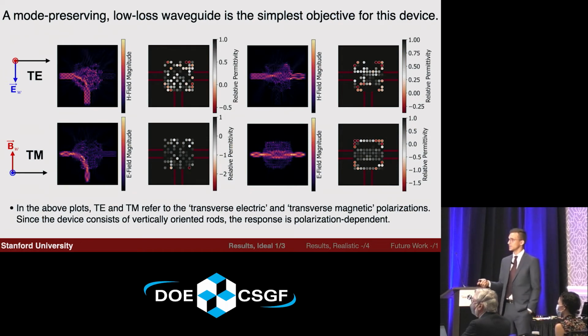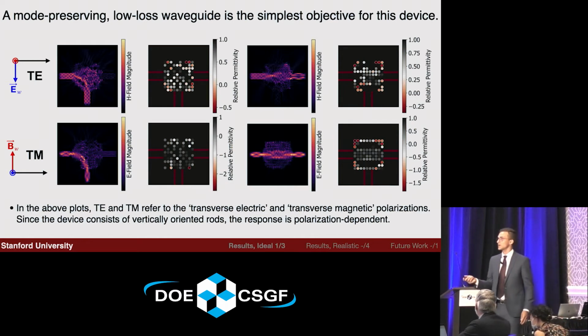Another thing that I didn't mention earlier is that the TE and TM that you're seeing on these plots refer to the different polarizations, transverse magnetic and transverse electric. Since the device consists of vertically oriented rods, the response is polarization dependent. So if you send in light that has the E field pointing in this direction, you're going to get a different response than if it's aligned with the rods.